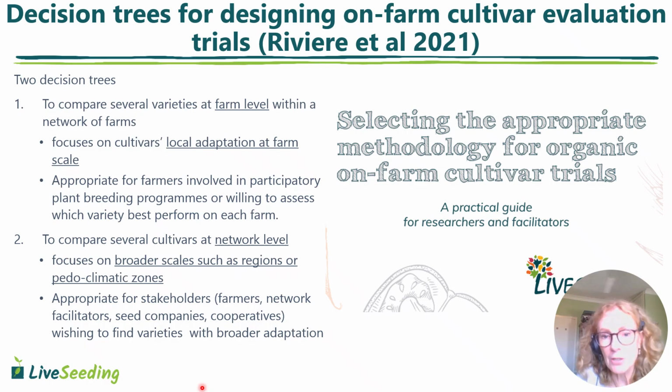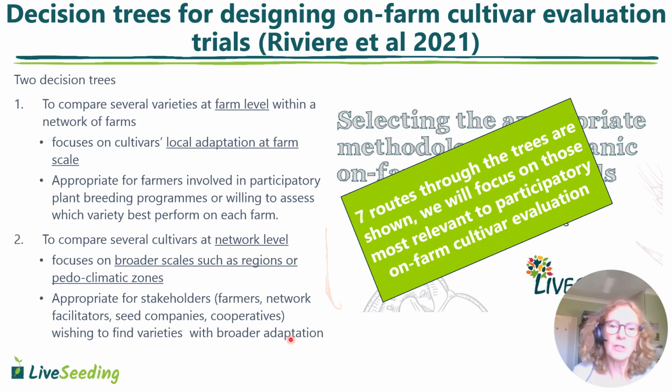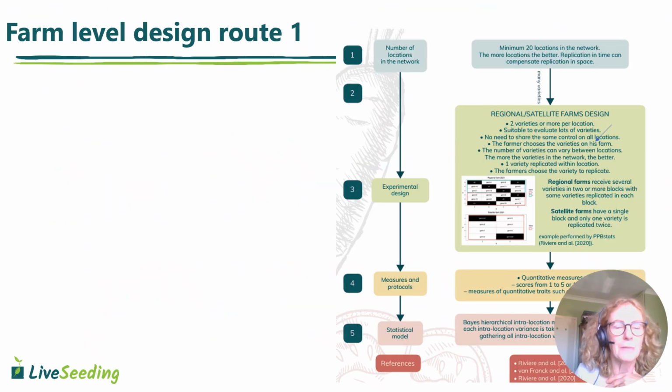Could also be people along the value chain, like processors. If we're talking wheat, which we so often are in these projects, it could be linked to millers and bakers. So broader adaptation, but there's quite a lot of overlap you'll see when you look at these trees. And they actually show 7 routes through the trees. Routes, not like tree roots, but like a way to get somewhere, a road map through the trees. So we'll focus on those most relevant to participatory on-farm cultivar evaluation. Let's look at a few of these so you can become familiar with them.